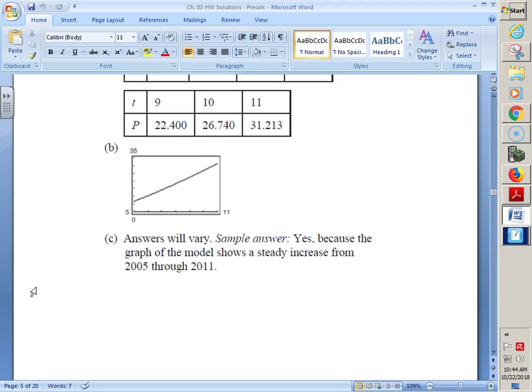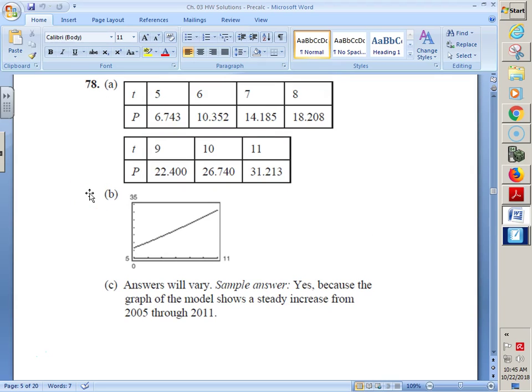Give me 1 second, Joe. If you weren't quite sure why we started at 5, it's because of that whole, don't put in 2005, put in 5 and make it years from 2000, etc. So that's why they went from 5 to 11, because of the time frame. Joe, go ahead. What's up?